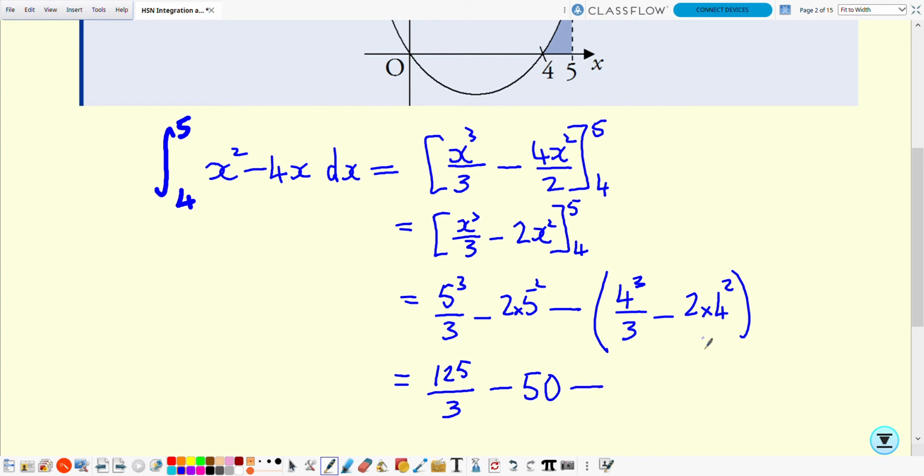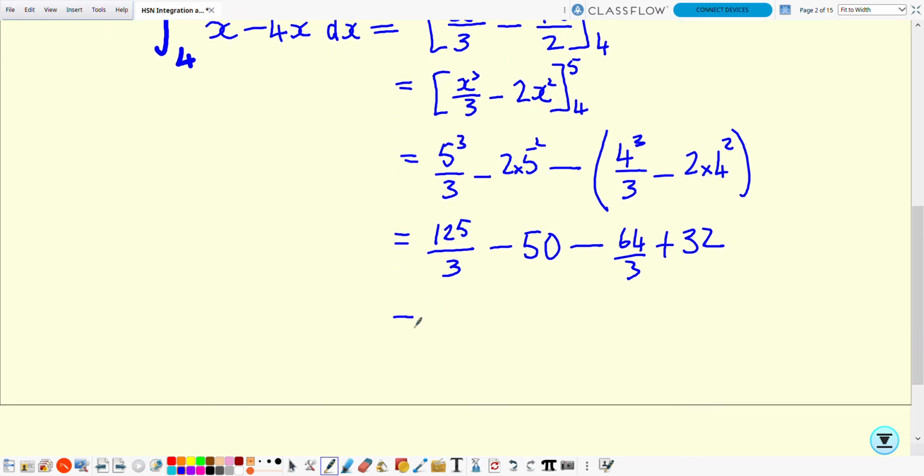So multiplying out this bracket, that will give us 4 cubed would be 64 thirds. You'd have minus times the minus at the end here. So you've got 2 times 4 squared being 16, so that's going to be plus 32. If you tidy that all up or collect it all together, we end up with the answer of 2 and a third.